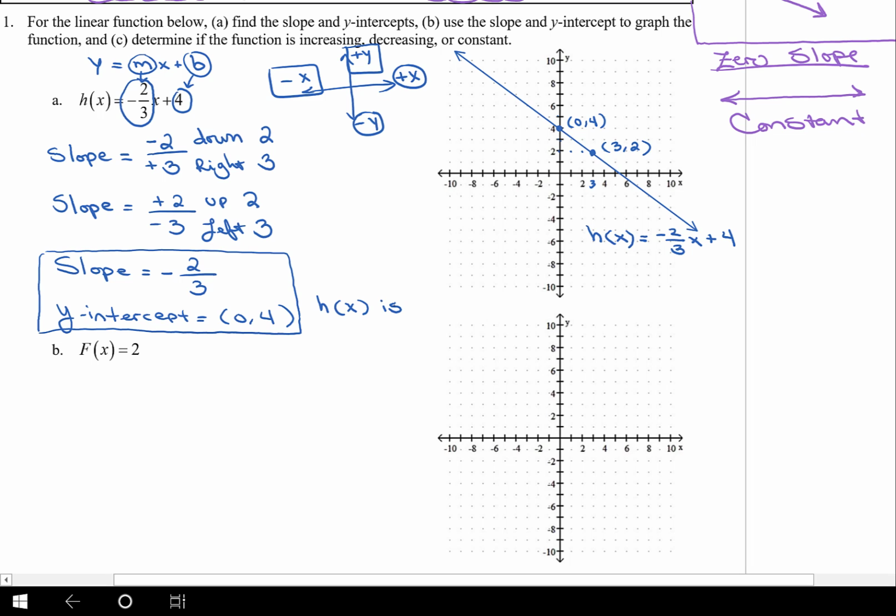So h(x) is decreasing in this case because if you look at this line, if we go from left to right, the line is going downward, right? Or in other words, it has a negative slope.